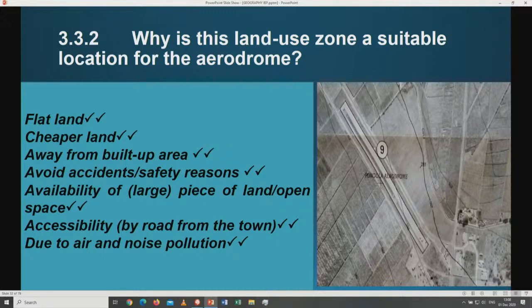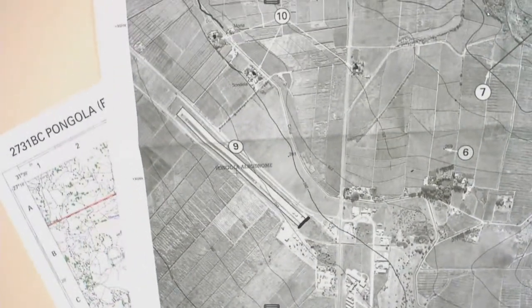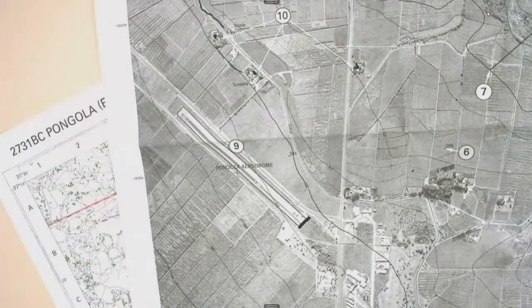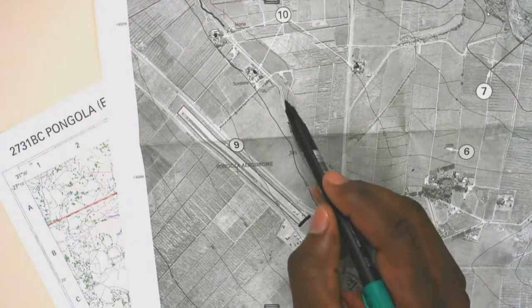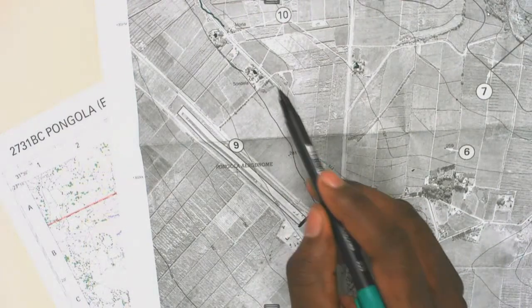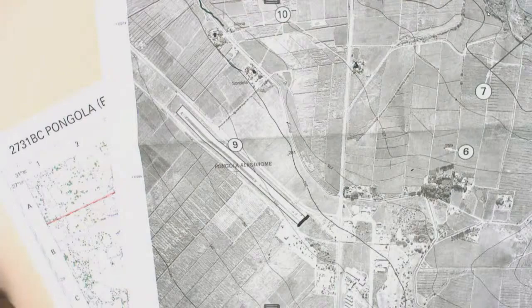And also the other reason is accessibility. When you look at the aerodrome, next to the aerodrome there is a road. There is a road here next to the aerodrome. So it means that it is accessible. There is our aerodrome. Just next to the aerodrome, there's a what? There is a road. So it is accessible.